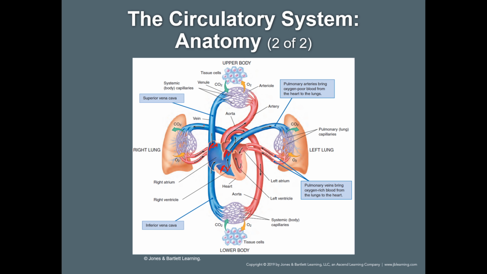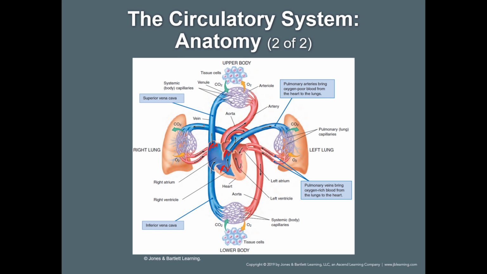So from here we go through the pulmonary vein and we re-enter into the left atrium. We're going to go through the bicuspid valve and into the left ventricle. From the left ventricle, we're going to come up through the aortic valve and out through the aorta and down to the cells.